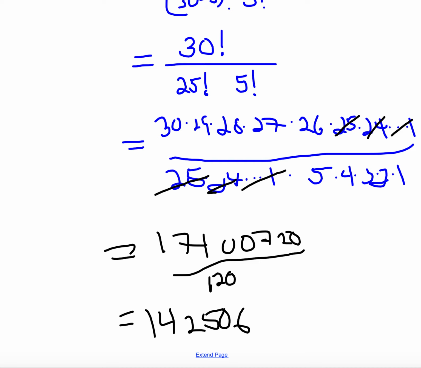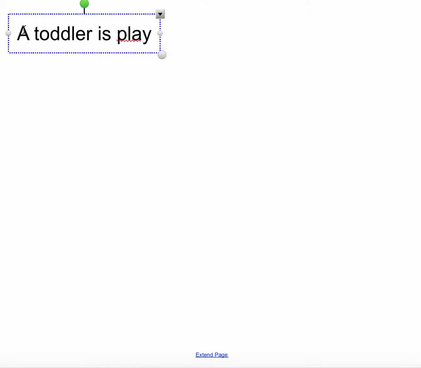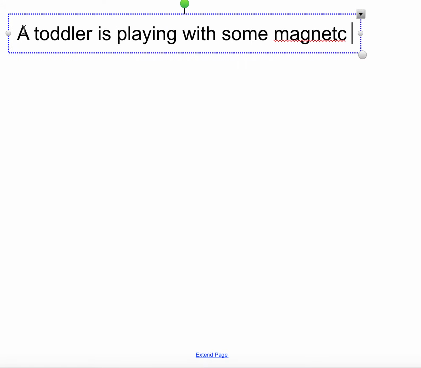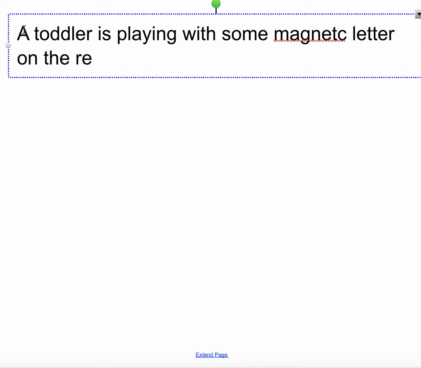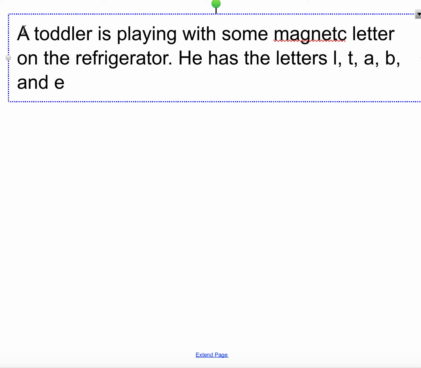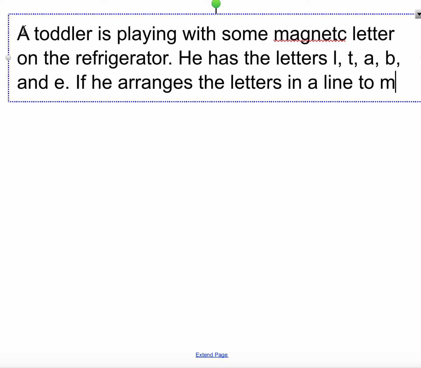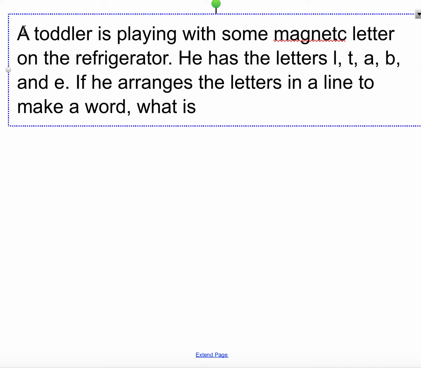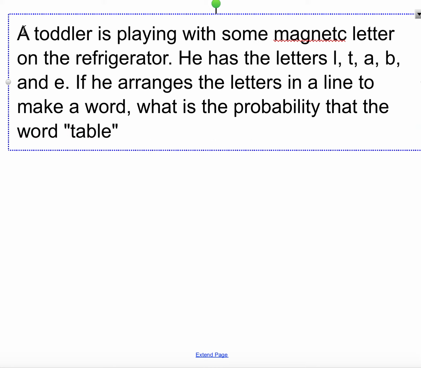So now let's look at another problem. So this time, let's say a toddler is playing with some magnetic letters on the refrigerator. He has the letters L, T, A, B, and E. If he arranges the letters in a line to make a word, what is the probability that the word table will come up?